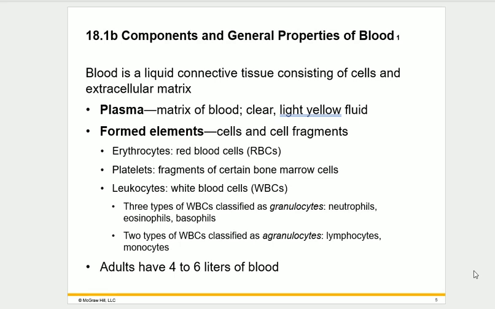And then adults generally have about 4 to 6 liters of blood. Males will have a little bit more than females, and all of that could be due to body size, weight, amount of testosterone, etc.